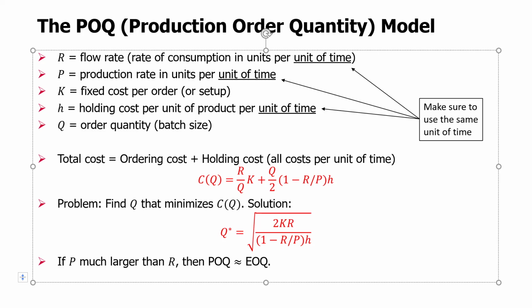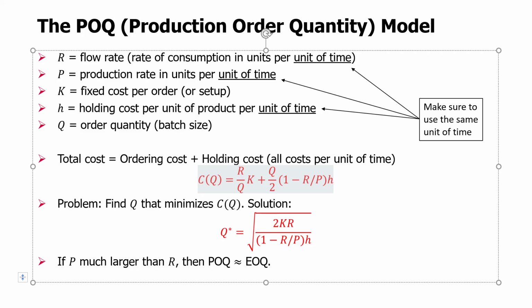But in this case, the ordering cost is the same, but the holding cost is for an adjusted average inventory. And remember, average inventory is Q times this factor, 1 minus R over P, divided by 2. So this is now the average inventory, and this is multiplied by H.